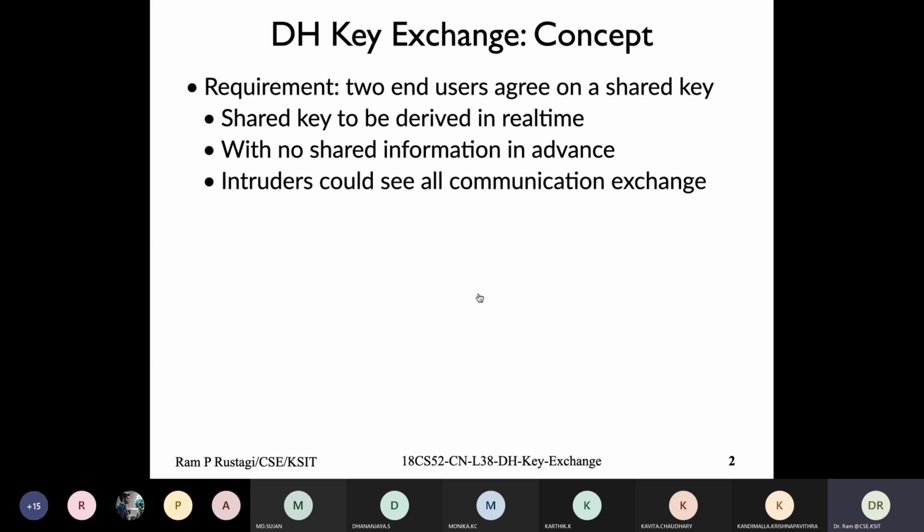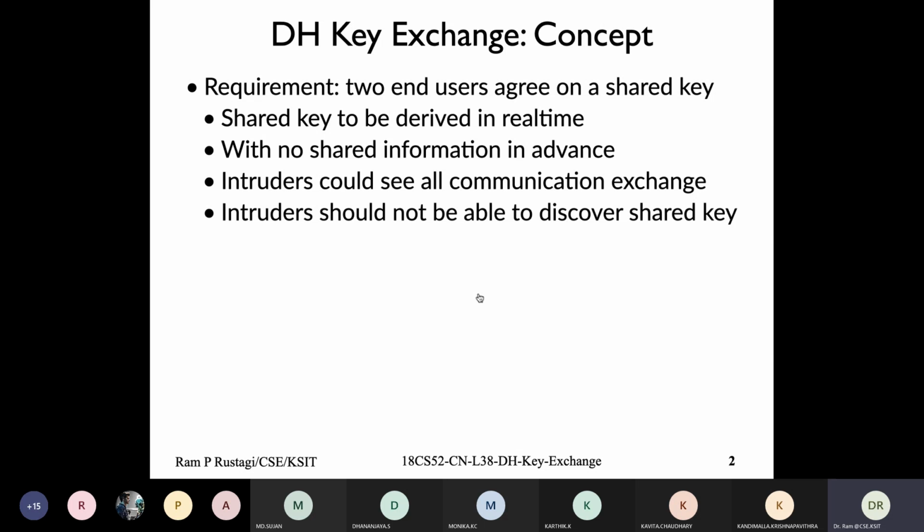Everything is a start for us, and whatever they are communicating, anybody could see what they're communicating. But from there, one shouldn't be able to infer what is being communicated. Because messages go through many routers, many hubs, and if anyone can do a packet capture and look at the data being communicated, with all this information, intruders should not be able to identify the shared key. And if you can derive a shared key, then they can use it subsequently for their data communication.